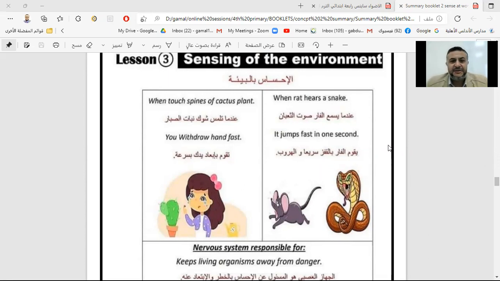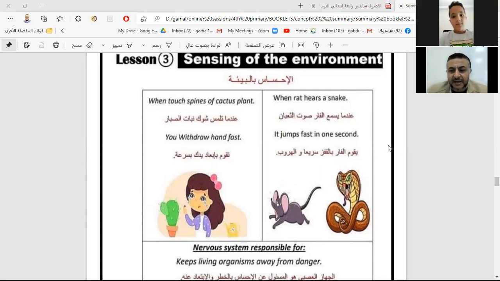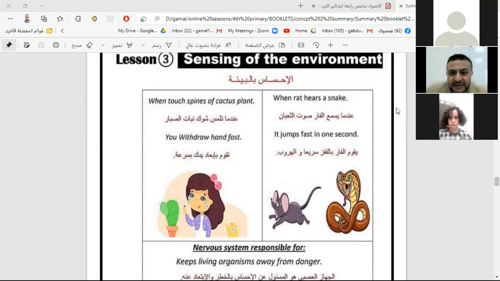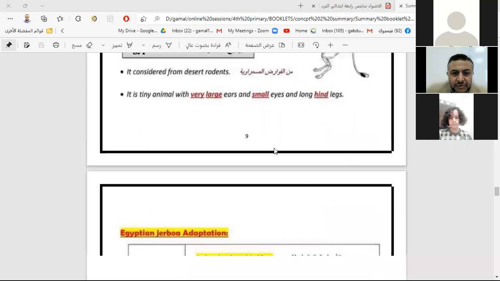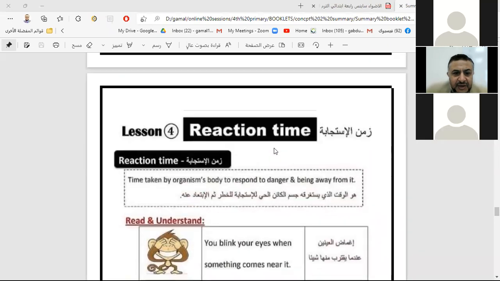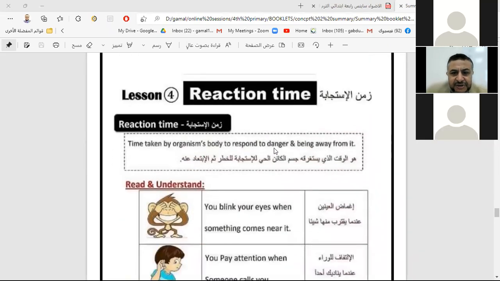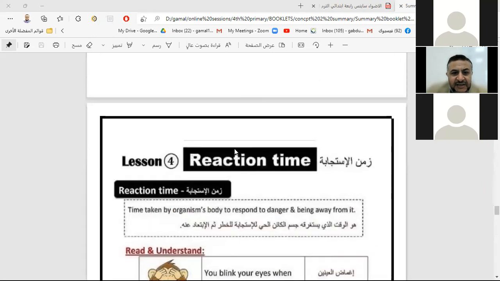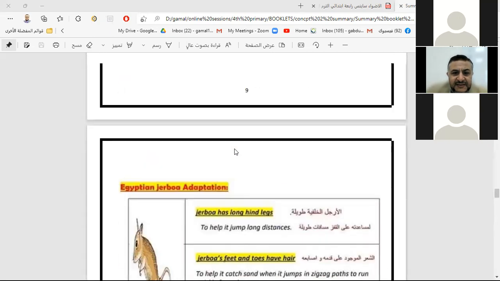Today, inshallah, we'll continue talking about concept number 2. And we have here lesson 3, which we have studied. We revise it and we will start talking about lesson 4 also. Lesson 4 is talking about the reaction time. But before we start lesson 4, I need to revise quickly. I need you to be focused with me to revise the last lesson quickly.